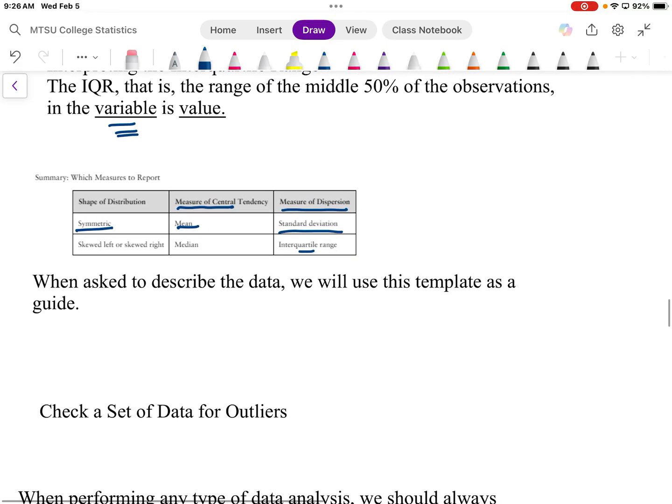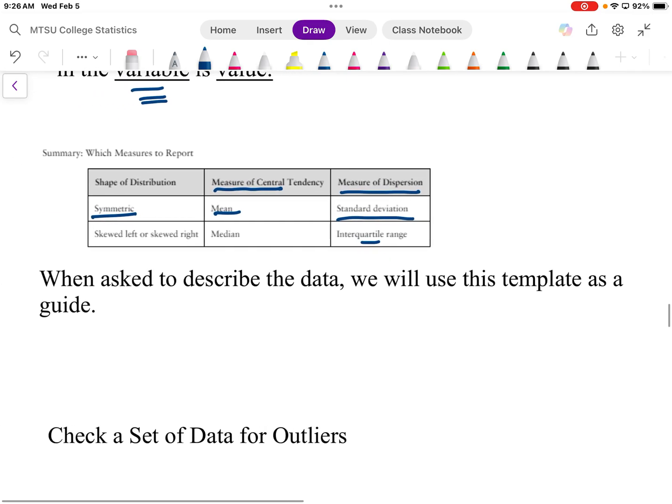So when asked to describe data, you need to make sure you use that as your template. Make sure you memorize that as we do things, not only for homework, but also for testing. Make sure you have that idea.